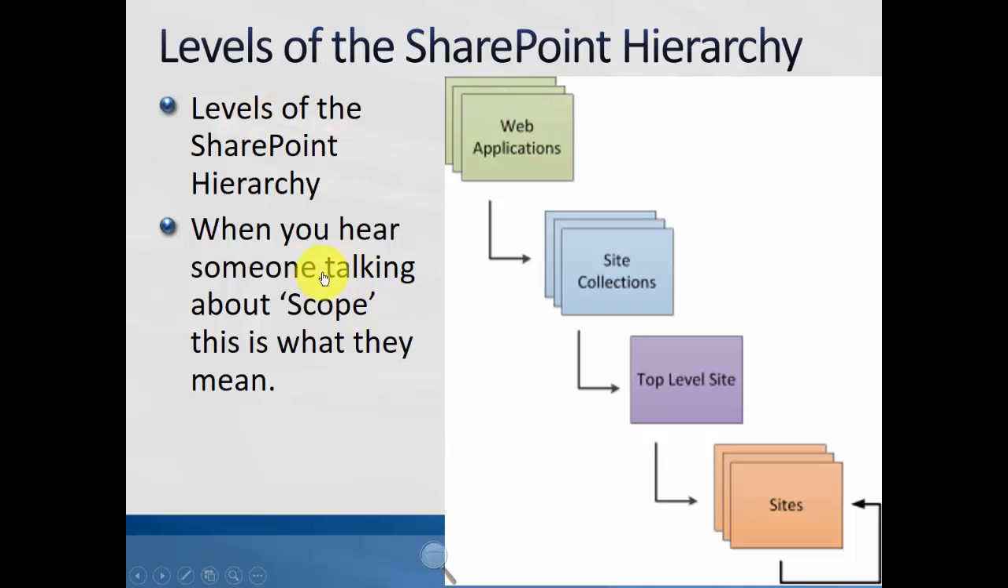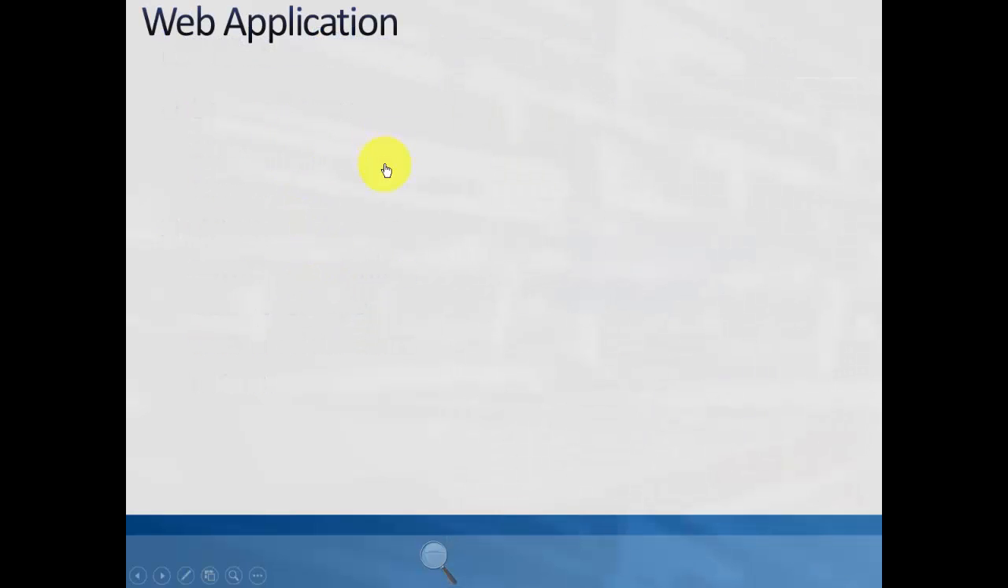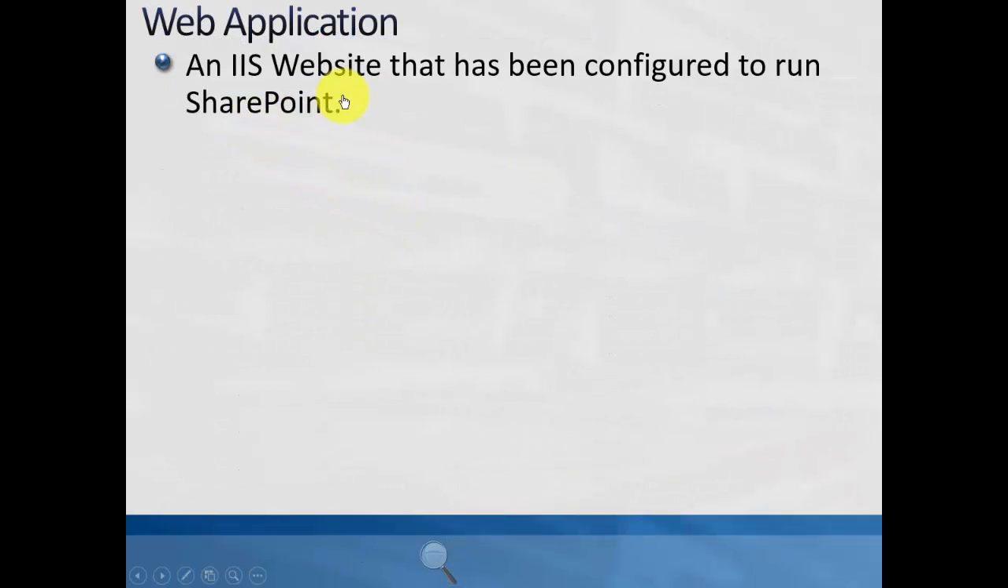Okay, let's go ahead and know a little more first. So a web application is an IIS website that has been configured to run SharePoint. Internet Information Services, or IIS, is a favorite tool of web developers who are developing web applications, and they need to test those web applications in some installed server. IIS is that installed server where web developers create those web applications and earn thousands of dollars at home. If you're a programmer, wow.